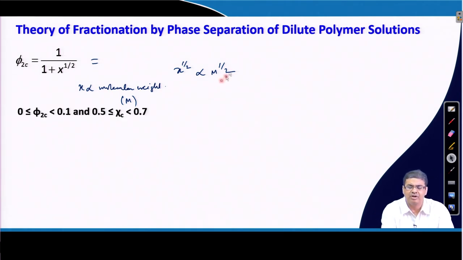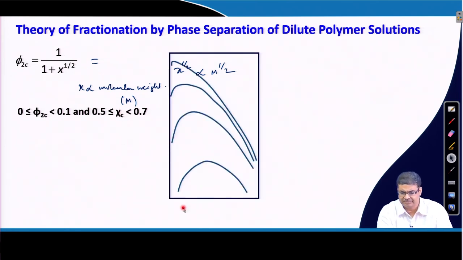So as the polymer molecular weight increases, or the polymer size increases, this critical volume fraction actually comes down, and for a normal size polymer, which is beyond say 100,000 or 50,000, the typical value of critical volume fraction comes between 1 to 0.1, and the critical value for this polymer solvent interaction parameter comes in this range.